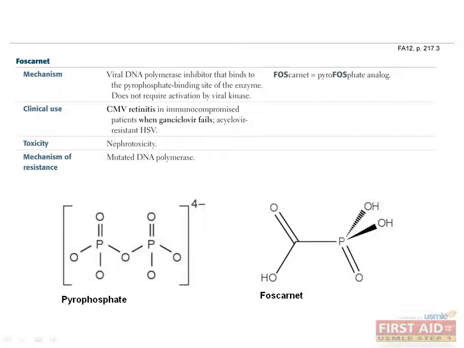Foscarnet is a pyrophosphate analog that inhibits viral DNA polymerase through competitive inhibition at the pyrophosphate binding site. Unlike ganciclovir and acyclovir, foscarnet does not require activation by viral kinase. This nephrotoxic agent is used in the treatment of CMV retinitis unresponsive to ganciclovir and for treatment of acyclovir-resistant HSV.